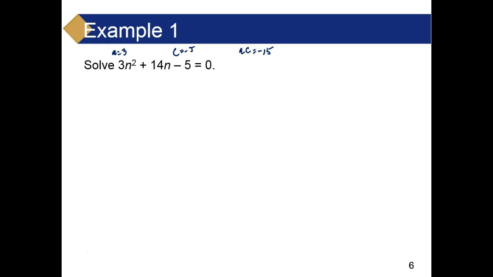Who's going to be the bigger one? The 15's got to be, well, okay. The larger one has to be the positive, okay? And the reason for that is the middle term is positive. So, we're going to start with that. I didn't ask, what is B? 14, okay? So B is equal to 14.